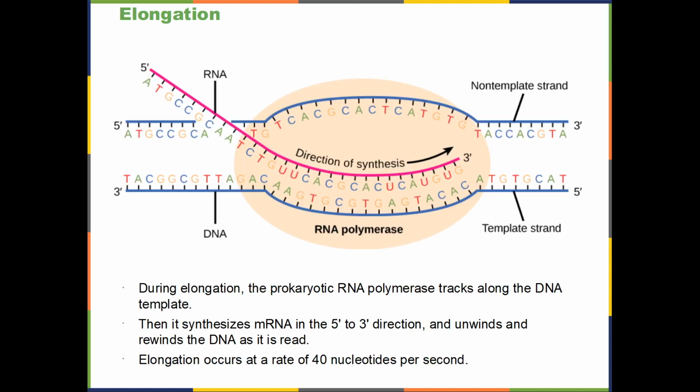All right, elongation. So what's going on with elongation? They're just continuing to add on to that mRNA strand, adding complementary bases to it. It synthesizes the mRNA from the 5' end to the 3' end, and unwinds and rewinds the DNA as it is read. So basically, it's opening it up and then closing it back. Elongation occurs at the rate of 40 nucleotides per second.